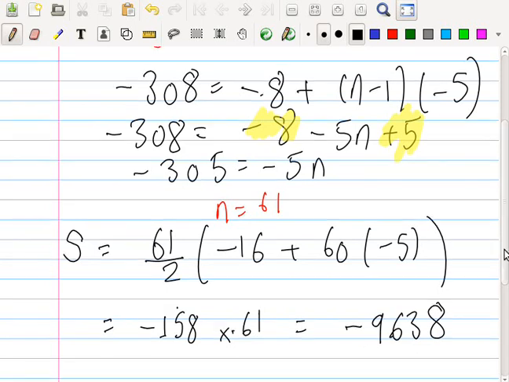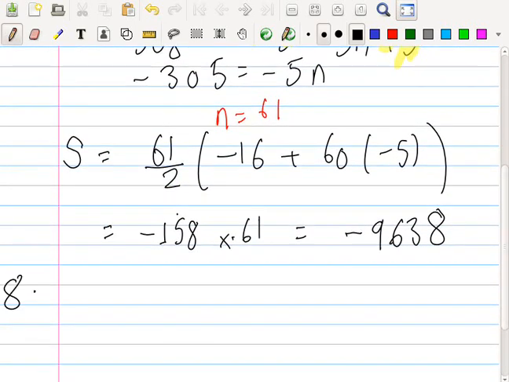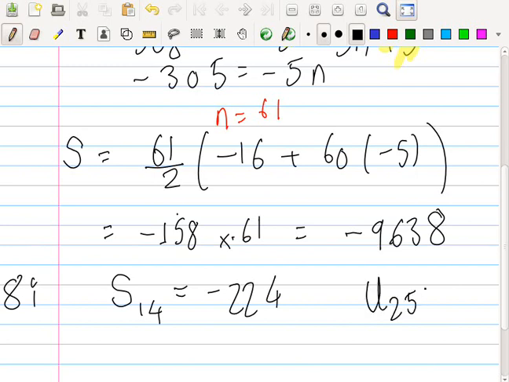Okay, I'm going to move on now. So I'll do, what did I say? 8i, wasn't it? So I tell you that the sum of the first 14 numbers equals minus 224. And I also tell you that the 25th number equals minus 29.